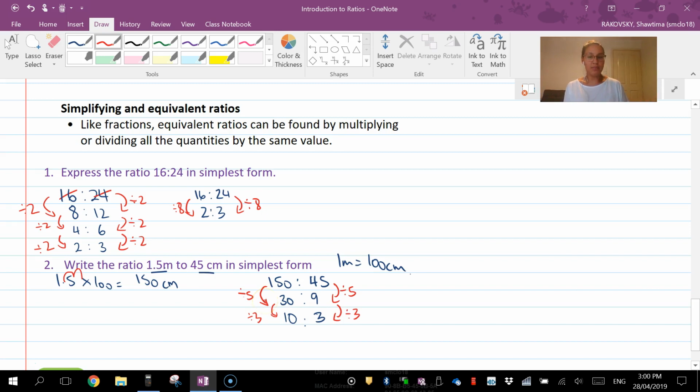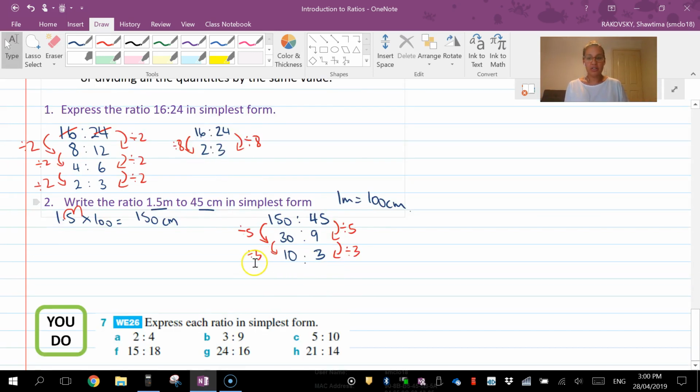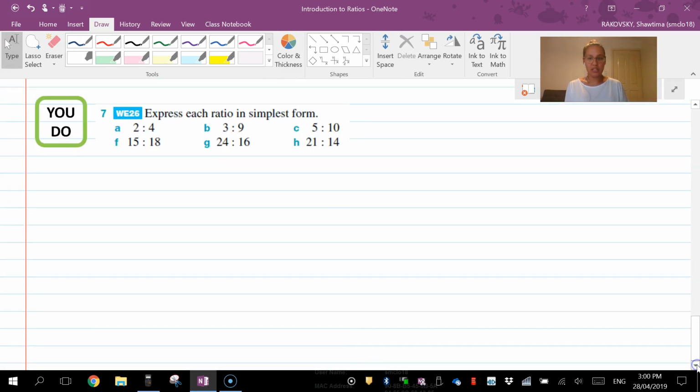All right, so that is simplifying ratios. Here you've got a couple of questions to get you started, and we'll do more about converting units in class.